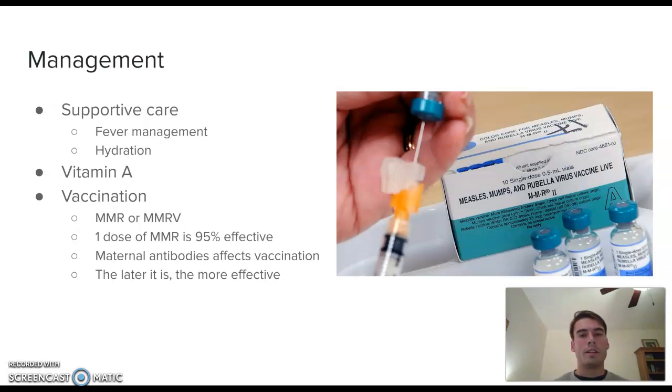you can't vaccinate the child, because if you vaccinate them, then the antibodies that they got from their mother will fight the vaccine, and then the vaccine won't stick. And then after the antibodies go away, the child will still be susceptible to measles. So the later a child receives the measles vaccine, the more effective it is. Usually we try to give children the measles vaccine between 12 and 15 months after they've been born.